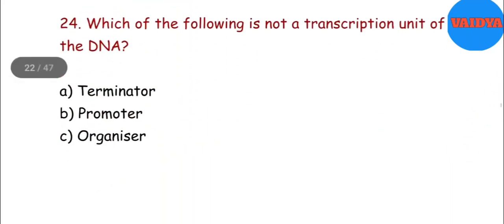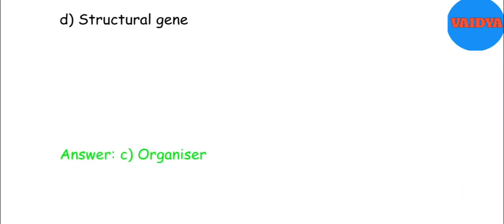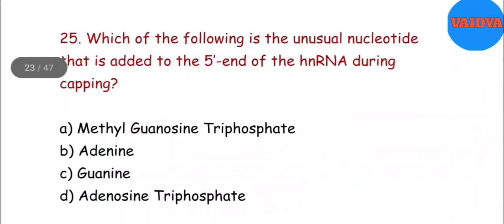24. Which of the following is not a transcription unit of the DNA? A. Terminator. B. Promoter. C. Organizer. D. Structural gene. Answer. C. Organizer.